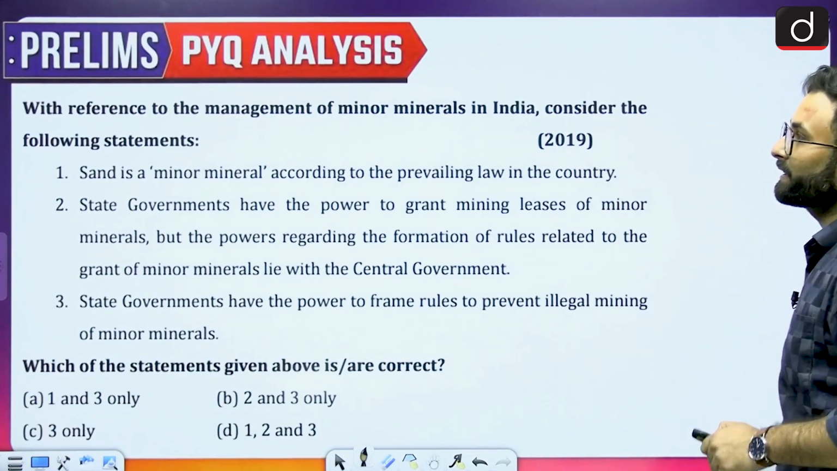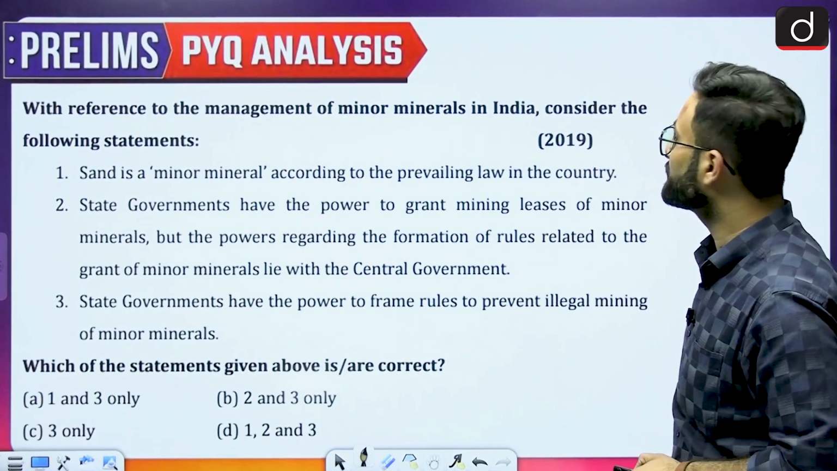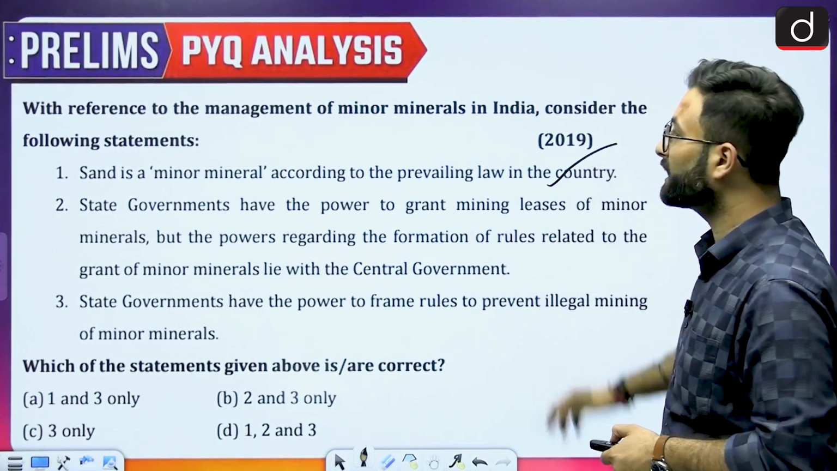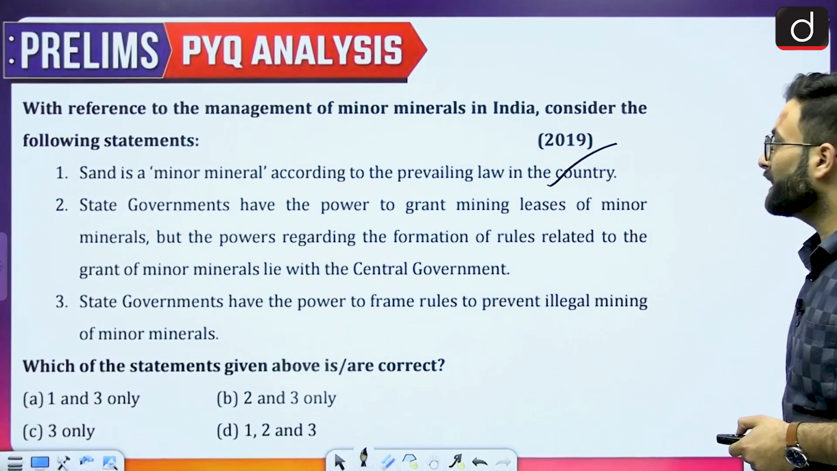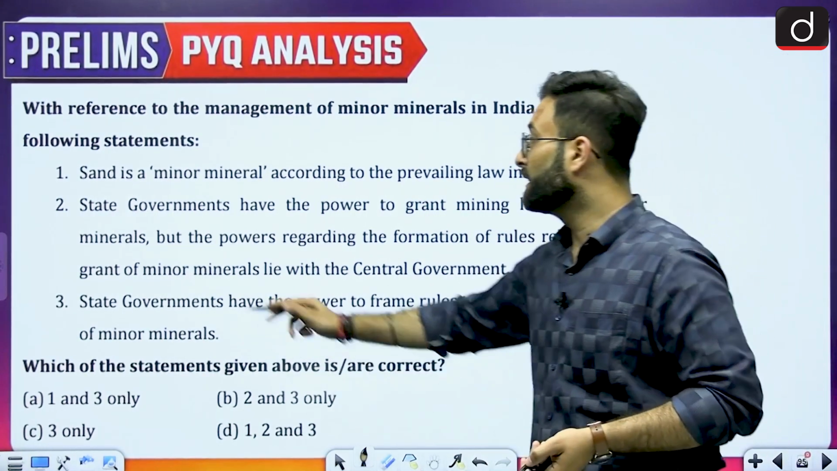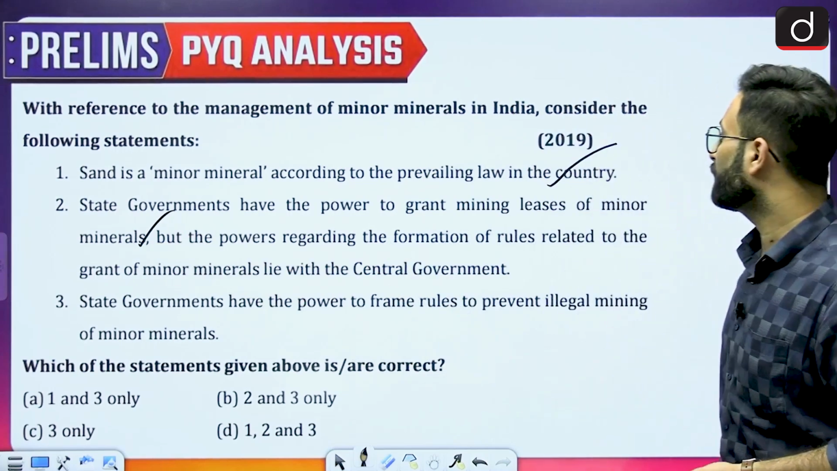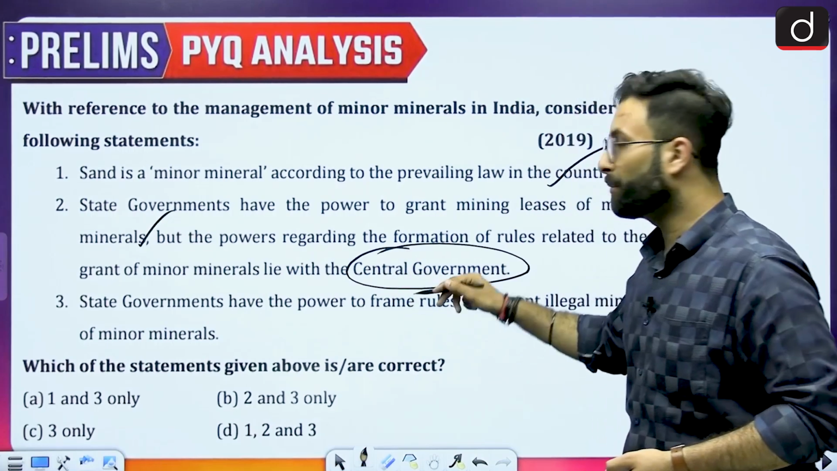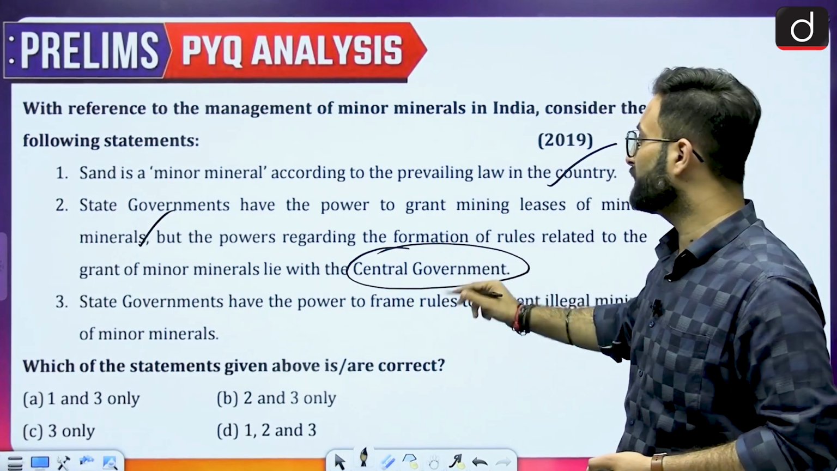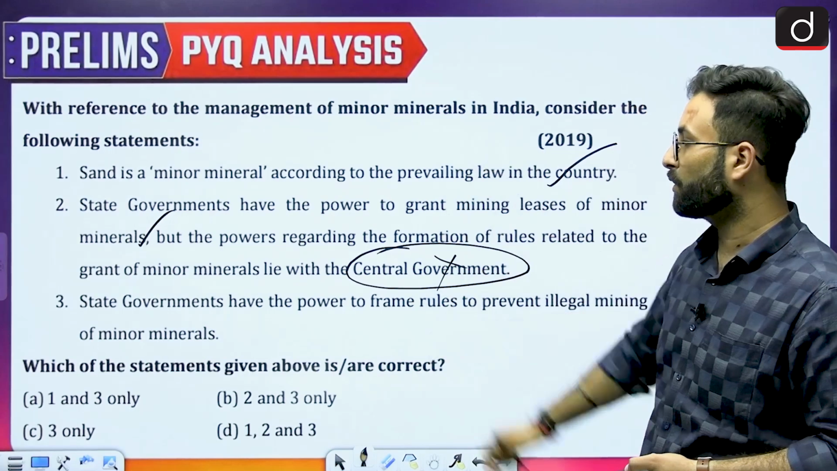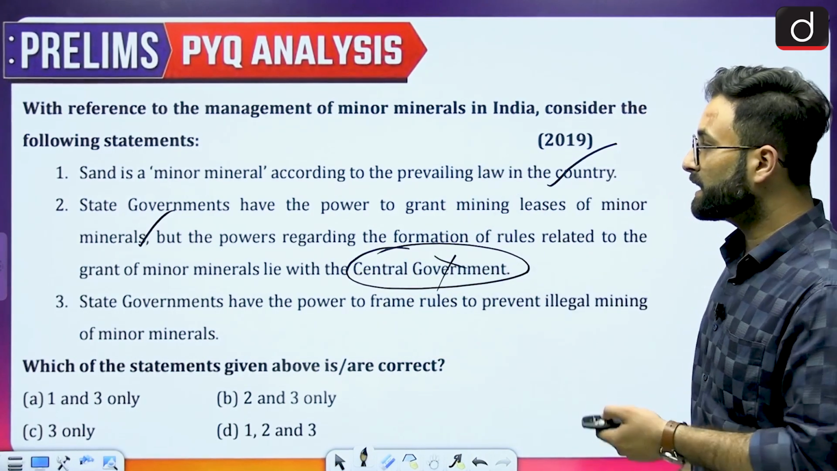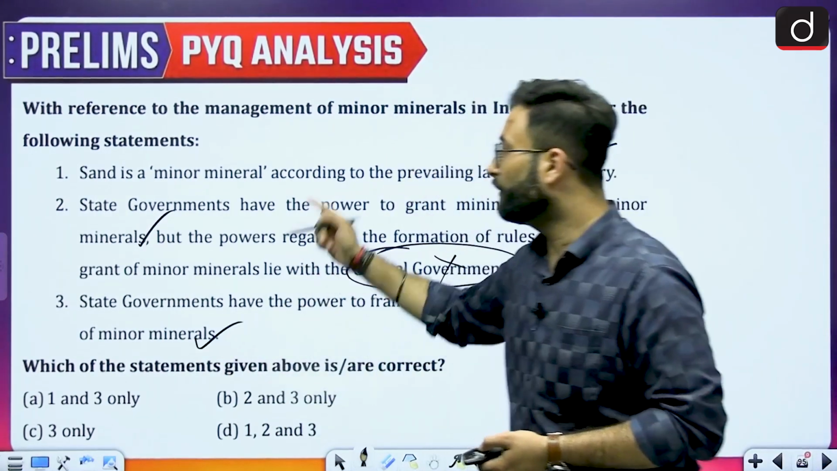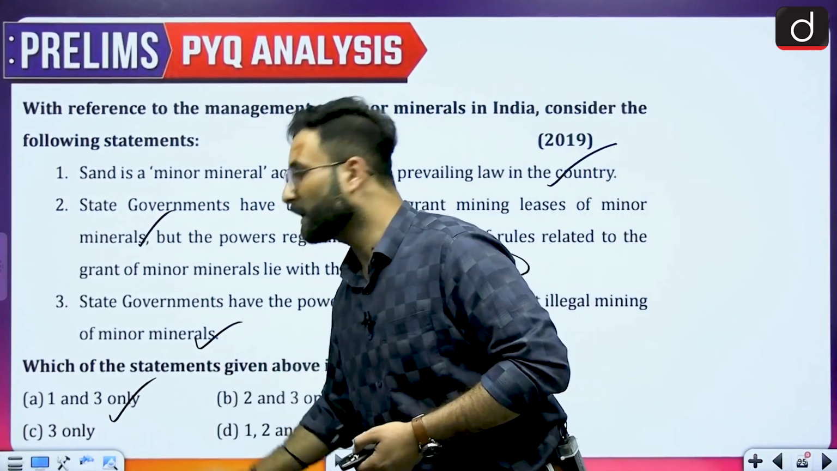Now moving further, with reference to the management of the minor minerals in India, consider the following statements. Sand is a minor mineral according to the prevailing law in the country, that is correct. State governments have power to grant mining lease for the minor minerals, that is correct. But the power regarding the formation of the rules related to these is with the central government. Now this is incorrect, because for major minerals it is with the central government, for minor minerals it is with the state government. So the second is wrong over here. Coming to the next one, state governments have power to frame the rules to prevent the illegal mining of the minor minerals, that is correct. So 1 and 3 are correct, option A is your right answer over here.